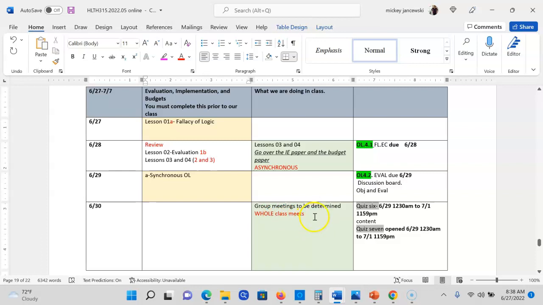Then when we have class on Thursday, the whole class meets synchronously, which is different from the past, and when we meet, we will be going over your IE paper, your budget paper, and answering any other questions you might have.